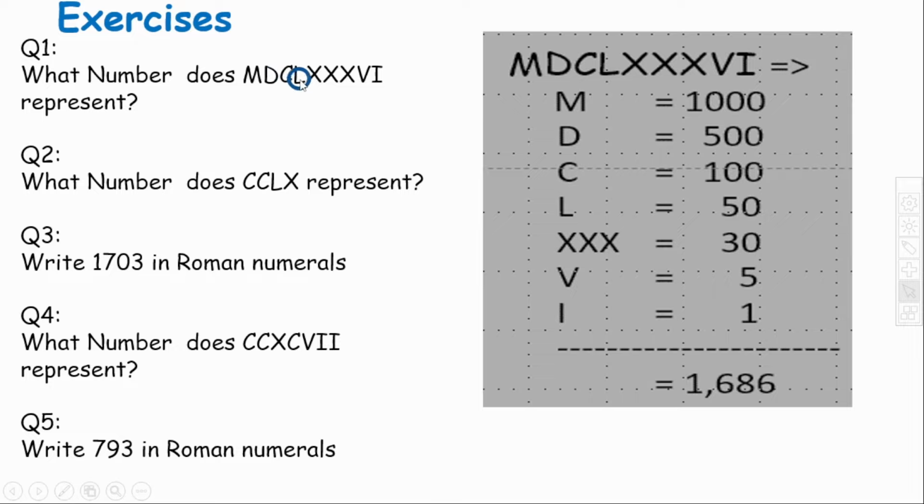Then we have, first of all, you can try to find out, is this CL? Which one is the bigger number? C is 100, while L is 50. So definitely this is not a subtraction, but an addition. So you break it down: L is 50, C is 100, D is 500, M is 1000. So we add it all together. This is the last one here, 5 plus 1 is 6, 5 plus 3 is 8, 5 plus 1 is 6, 1 all the way down gives us 1. So the final answer is 1686.